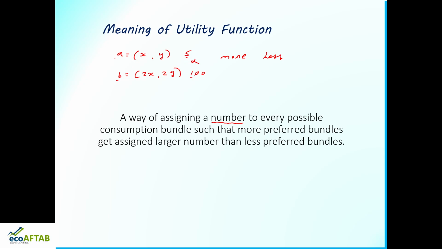This number 5 as such has no intrinsic meaning. It is sort of a label. We are giving a label for our preference, and 5 is less than 100. This 100, we can make it 100, we can make it 10, we can make it 7. It can be any number, but it is telling us that B is preferred more than A. That is what is called a utility function, where we assign a number to our preferred bundles. Having understood utility function, let us move one step ahead.